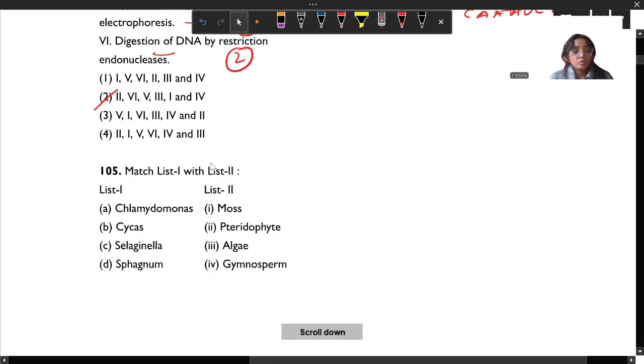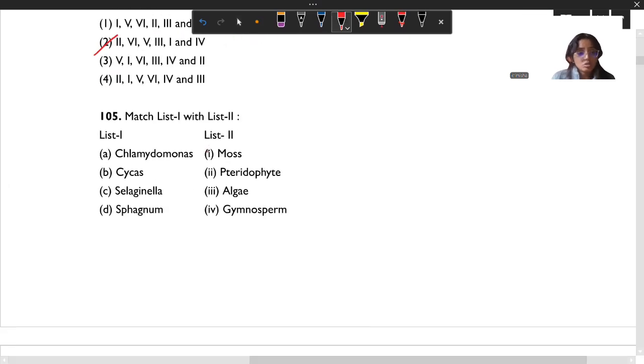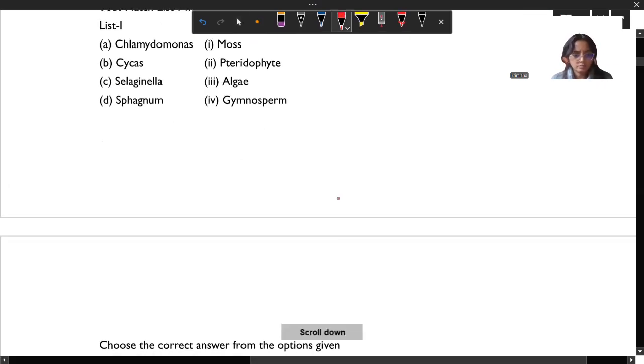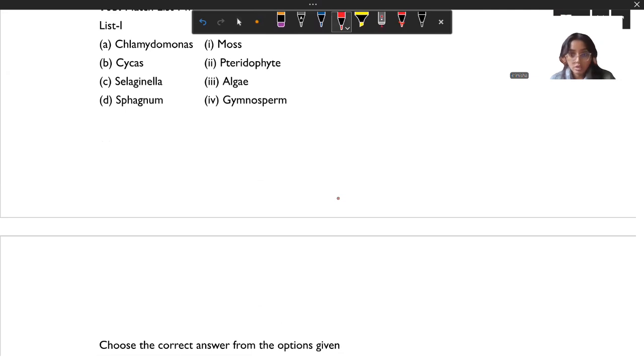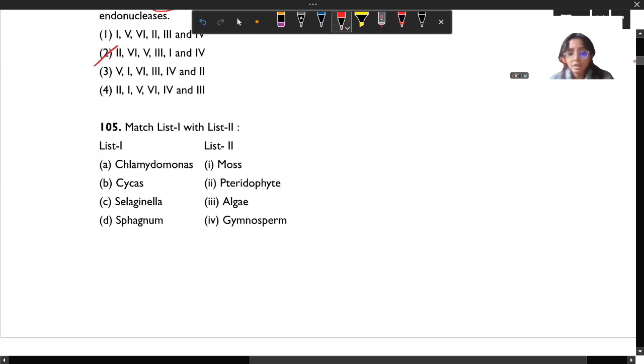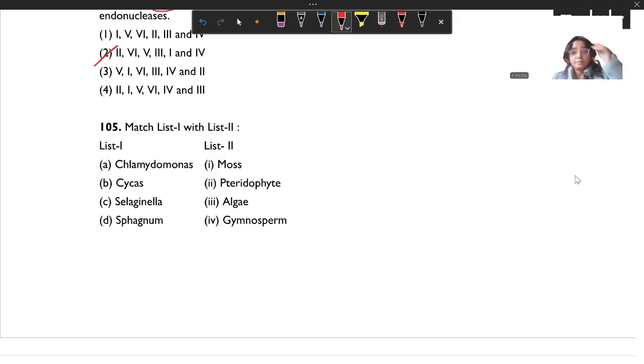Now moving on to the fifth question. What is it saying? Match the two of them. This is a very easy question, if you ask me. This is the easiest question I have ever read till date.